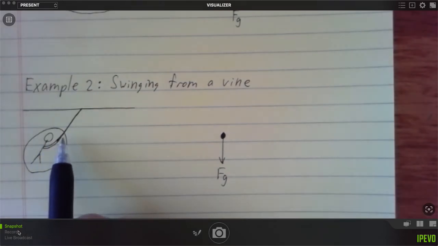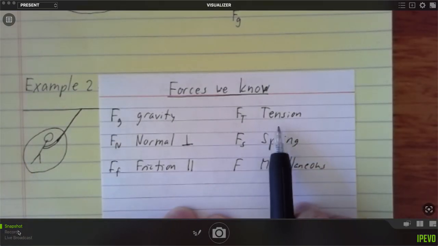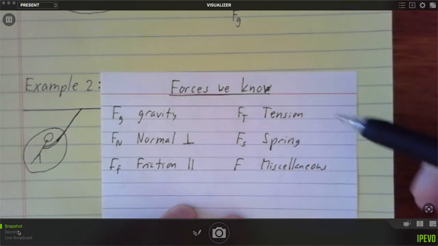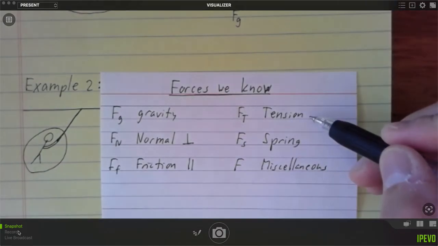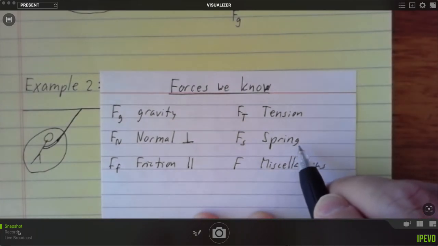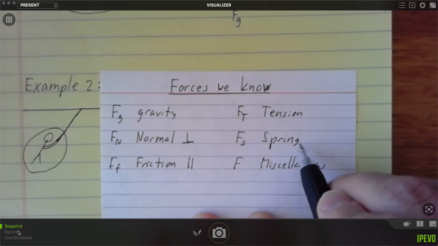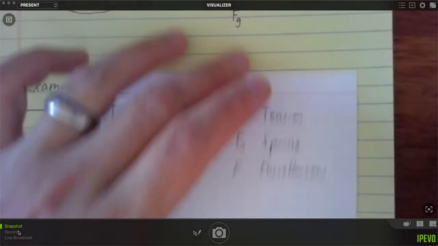The only thing that my circle hit was the vine itself. And a vine is a long object that doesn't stretch very much. And so we say tension. Tension and spring are very similar forces. Tension is reserved for long objects that tend to not stretch very much. Spring forces are for long objects that stretch a lot. And so we'll do our own study of springs later in the year. So tension is the one we have.